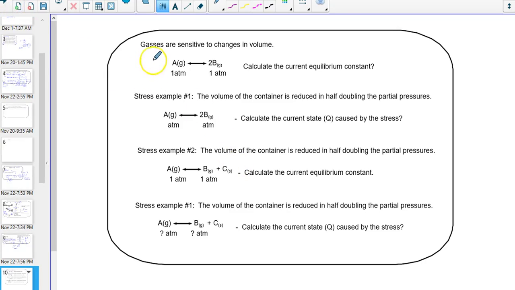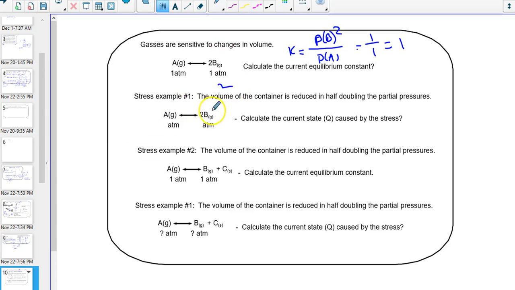All right. If gases are sensitive to changes in volume, calculate the current equilibrium constant. Okay, equilibrium constant here, they're both gases. K equals the partial pressure of B over the partial pressure of A, and this is squared, so that's 1 over 1 equals 1. Perfect. Assuming those are equilibrium concentrations, which they are.